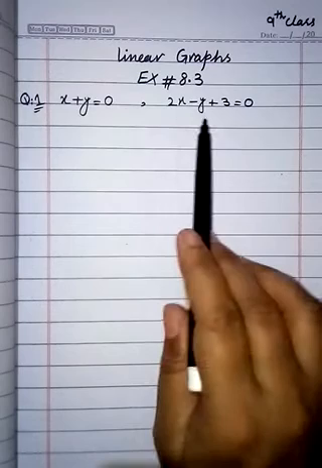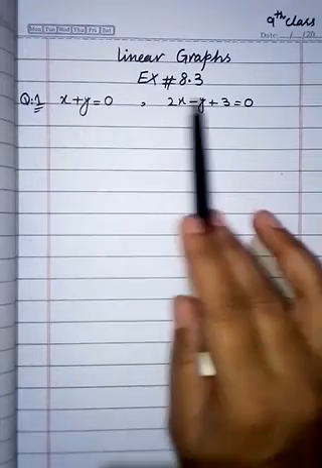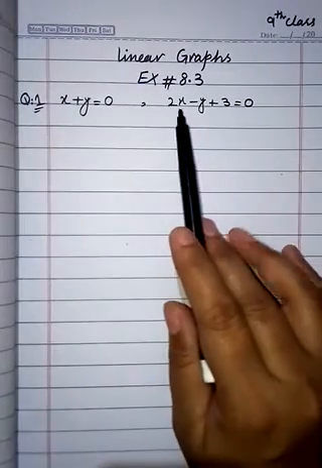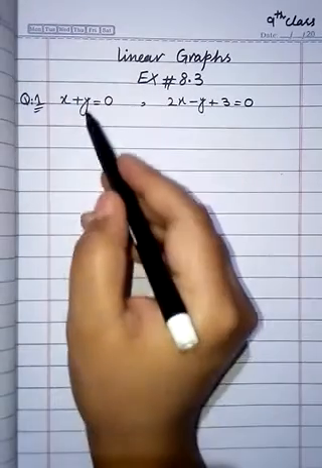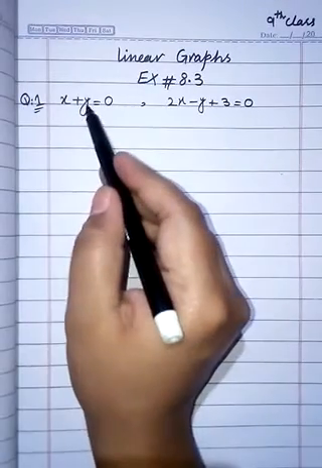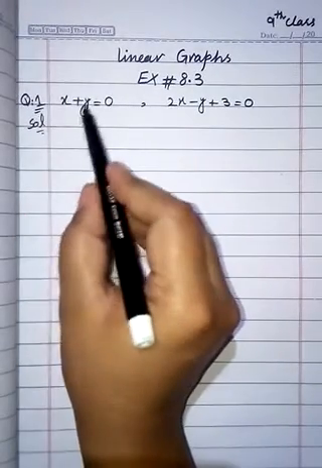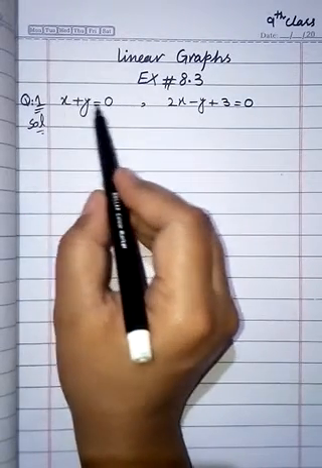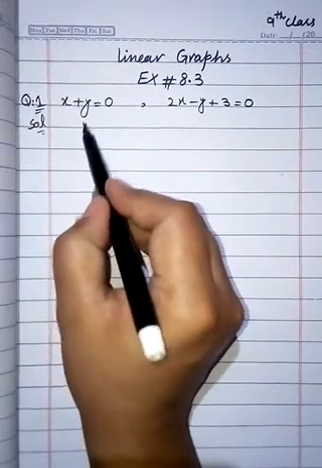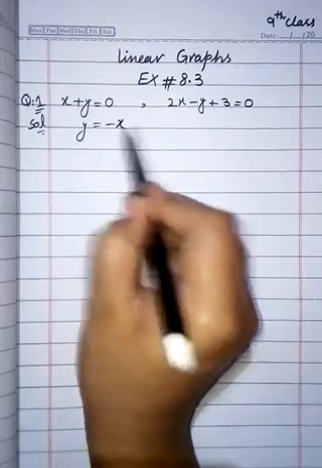For example, these are two equations. All the variables having power 1, so that is known as linear equation. Now, first of all, you have to solve this equation. Solution. Now x plus y, you can shift y on other side, you can shift x on other side, it's your own choice. Now y equals to minus x.